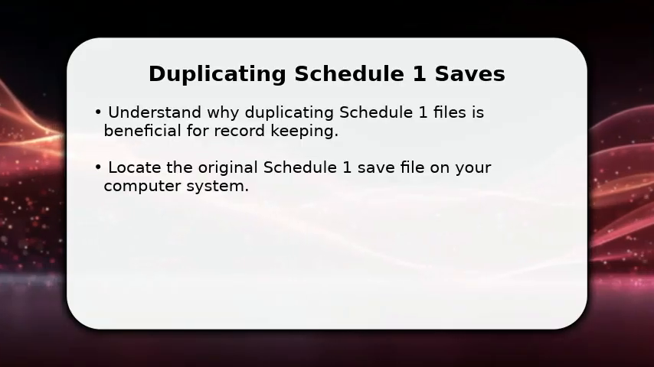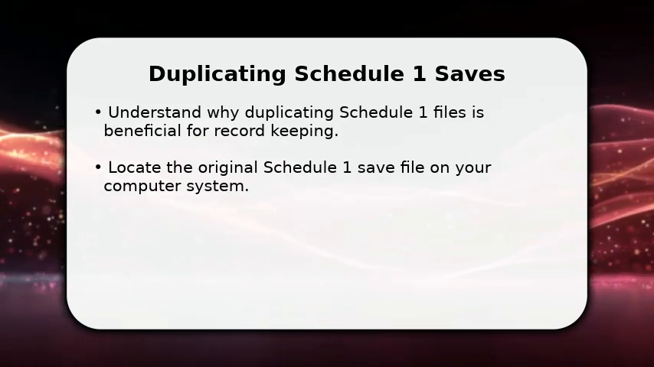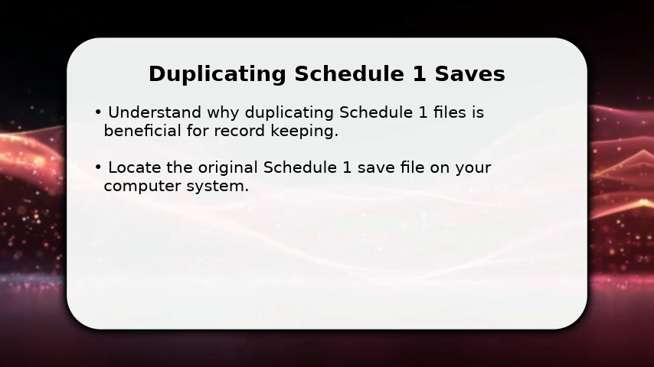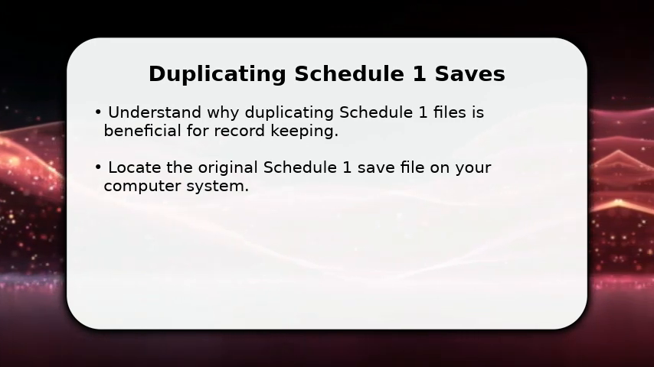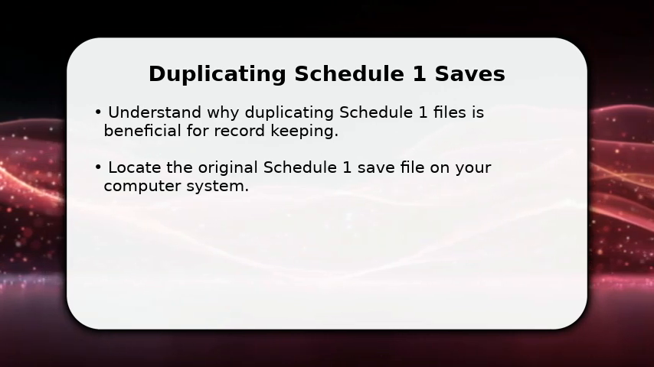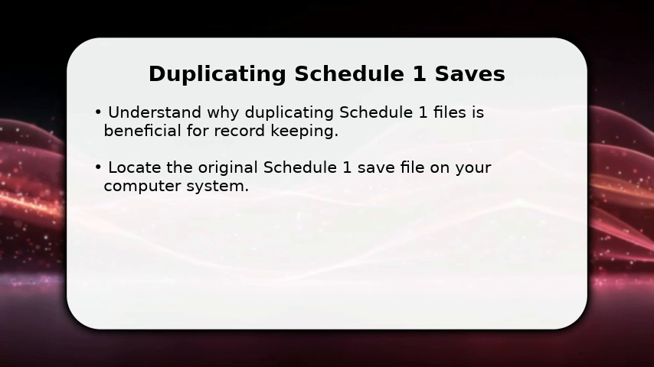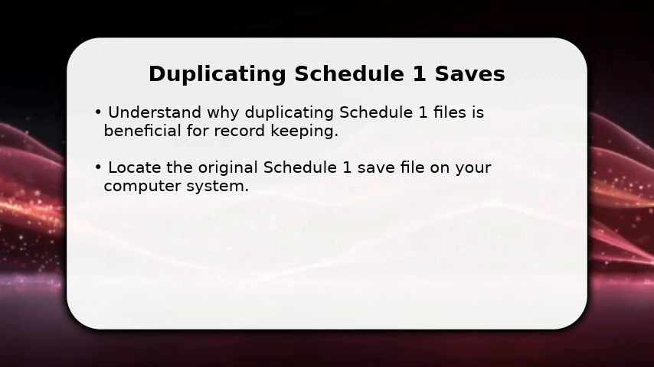In this video, I will explain how to duplicate a save file on Schedule 1. First, navigate to the directory where your Schedule 1 files are stored. This is usually within your tax software's data folder. Identifying the correct file is crucial, so look for a clear naming convention.